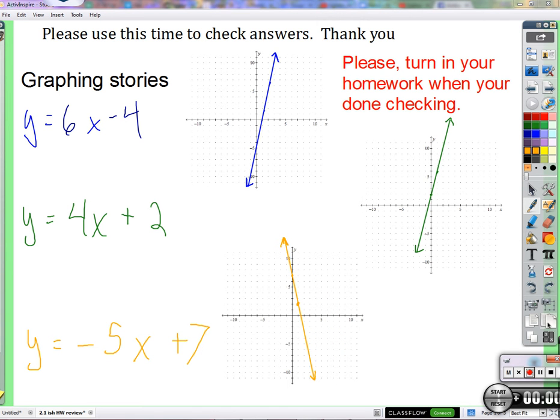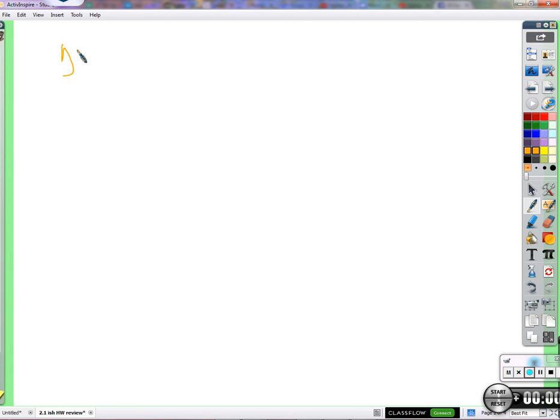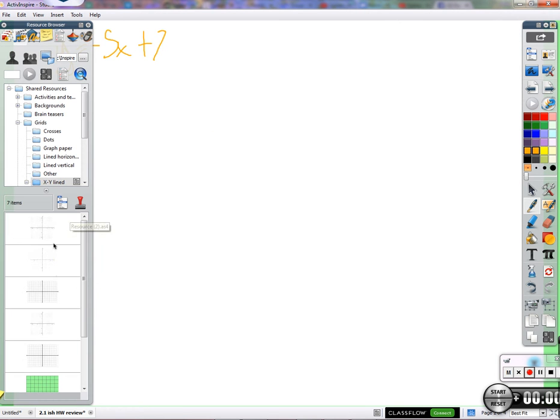The third one. Okay, that's y equals negative 5x plus 7. Y equals negative 5x plus 7. Okay. Grab a piece of graph paper.